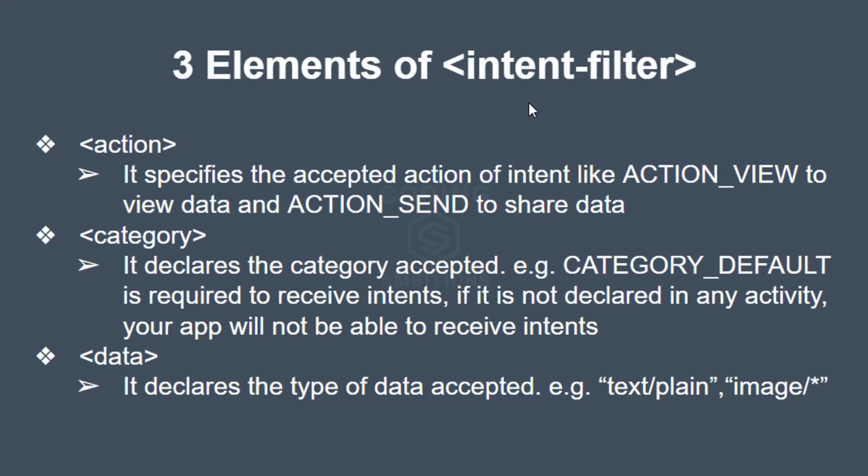There are three elements of intent filter: action, category, and data. Action is the kind of action we are going to perform. Like if we want to view the data, we want to send the data. So for those purposes, action underscore view and action underscore send is used.